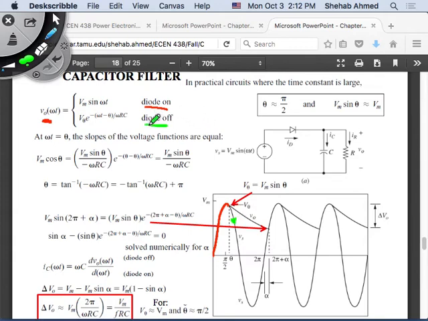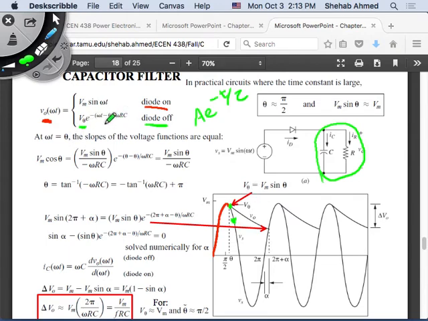If the diode blocks, or the diode becomes off, then I'm left with my RC circuit. Right? And for this RC circuit, the voltage across it, the current through it, or the voltage across the resistor, is an exponential, A e to the minus t over tau. Right? A e to the minus t over tau. A happens to be the value of the voltage at this point, V theta.